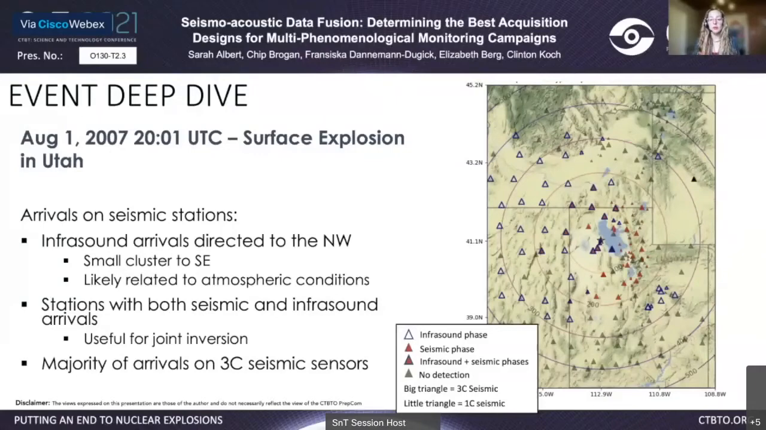So most of the infrasound arrivals, denoted by that blue triangle outline, are detected to the northwest. We can kind of see that here. This is interesting as we suspected it was an indicator of the predominant wind direction at the time of the event. And it's also important to note that we see a small cluster of infrasound arrivals to the southeast, right in this area. And this may be a result of possibly the near surface atmospheric conditions, but we really wanted to investigate this more.